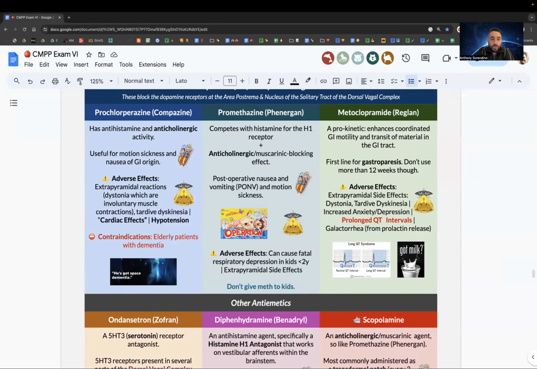So the first one here is prochlorperazine. This is Compazine. All right. It has antihistamine and anticholinergic activity. It's going to be used for motion sickness and nausea.